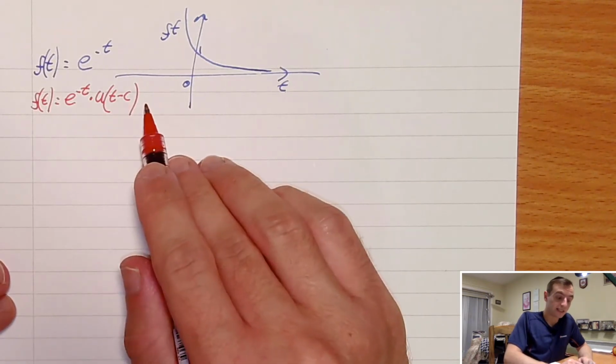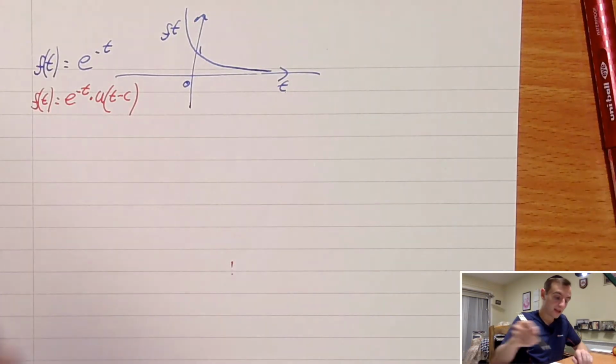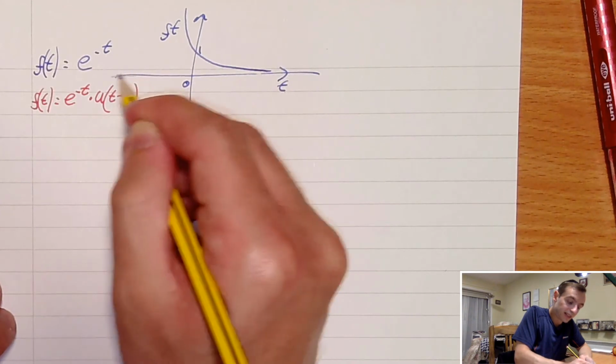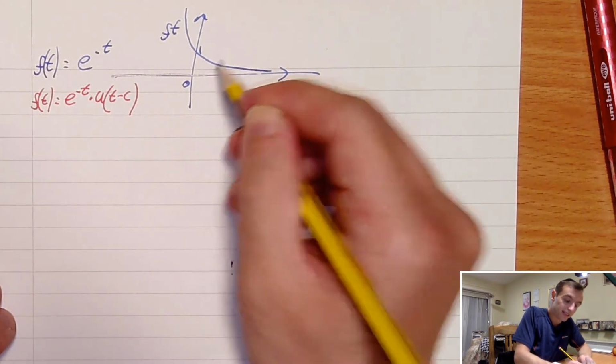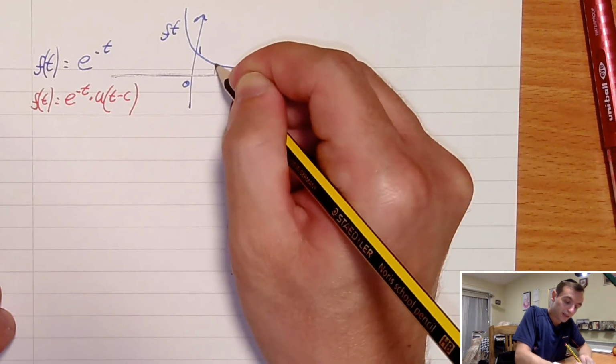So we know what u(t − c) is going to look like. It's going to look something like this. It's going to be, again, 0, 0, 0. And at some point, the value of c, this is going to take the value of 1.